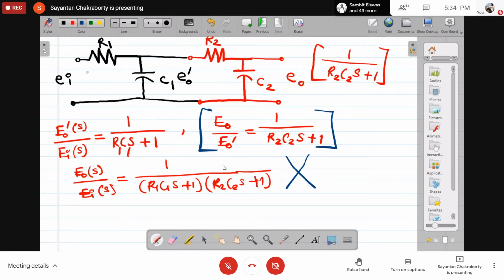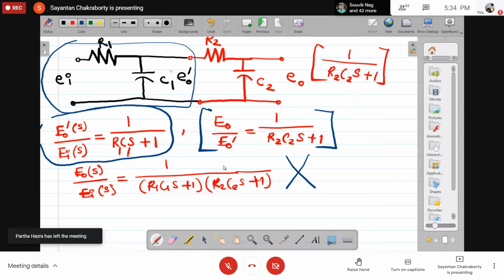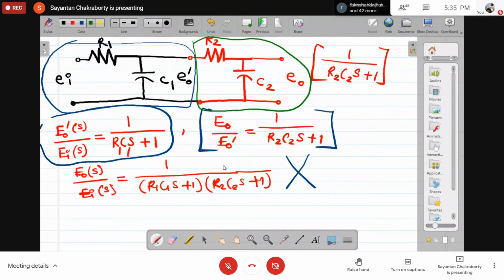Why? Because while determining the transfer function of this first part, only this portion was there. So this output E0 dash was not loaded. The output impedance was infinity, and no current was drawn from E0 dash, because the second element, the red part of the circuit, was not there. So this transfer function was valid. Now, as soon as you connect this, which individually has a transfer function like this, this transfer function will not be valid, because the second part will draw some current.